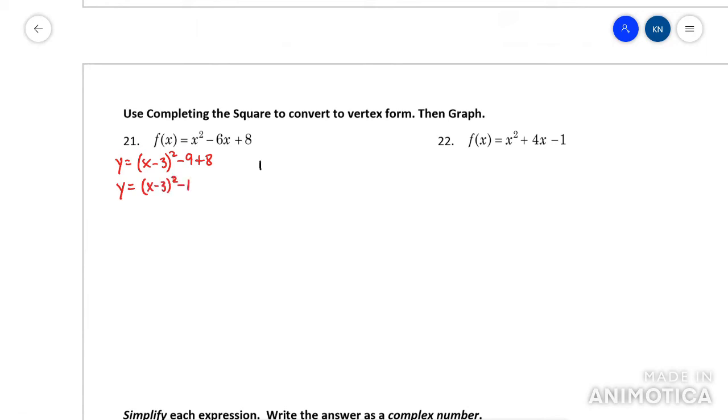So on a graph, I've got a vertex of 1, 2, 3, negative 1 right here, and an a value of 1, which means I'm going to go up 1 over 1 either direction to my next points, and then I would just connect the dots. It would look something like that.